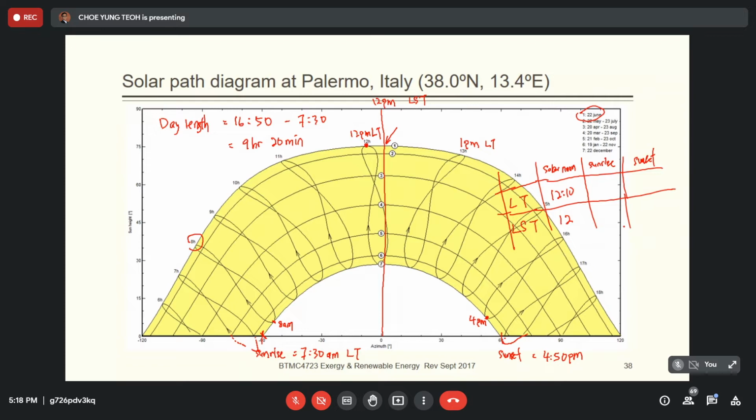Okay, now we write down the time for sunrise and sunset for local time, because the local time we can read from here. Okay, so this line is sunrise.